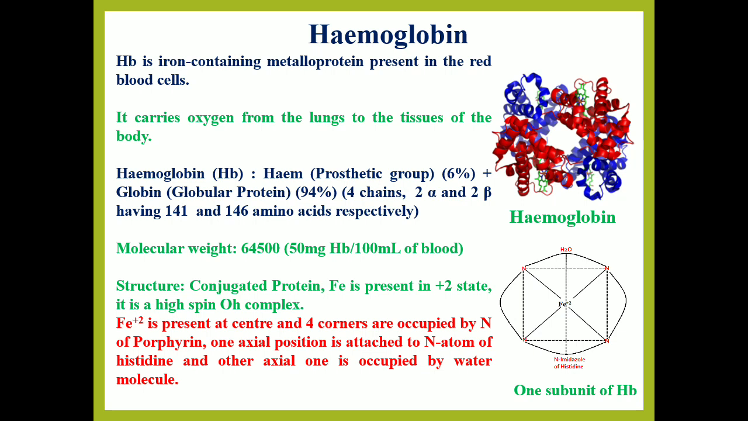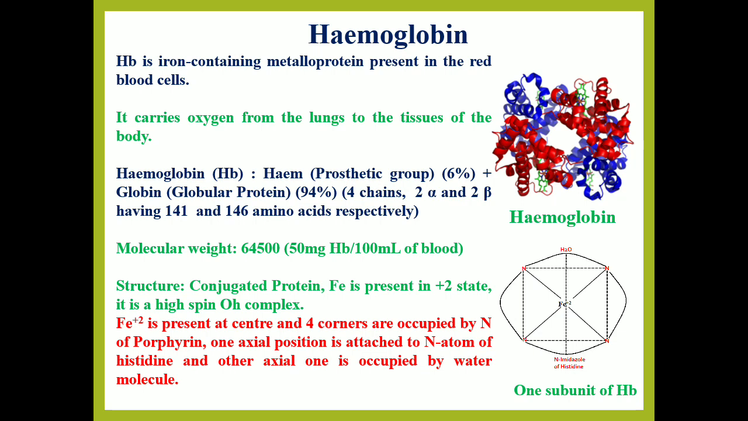Now coming to hemoglobin. As we all know, hemoglobin is present in the blood of human beings. It is an iron-containing metalloprotein which is present in RBC. Its major function is transportation of gases. So it carries oxygen from the lungs to the tissues of the body.